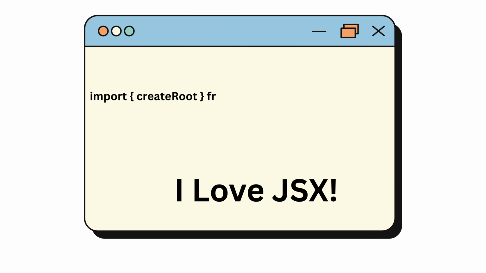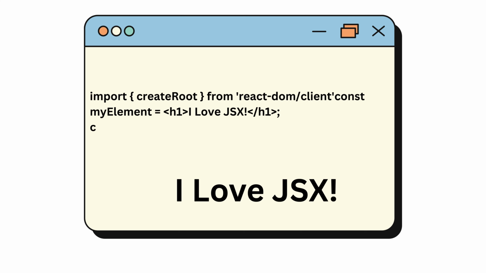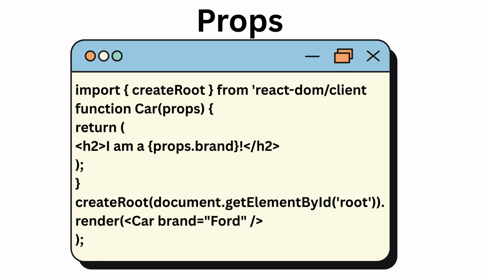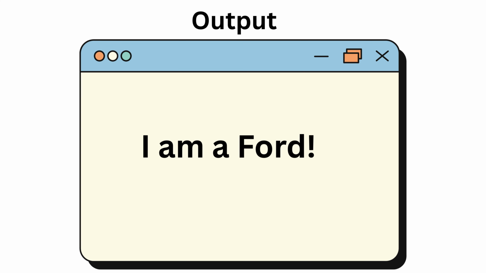JSX stands for JavaScript XML. JSX allows us to write HTML in React. In the above example, the code generates the output: I love JSX. Props are arguments passed into React components. Props are passed to components via HTML attributes.